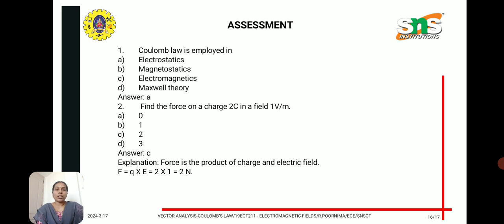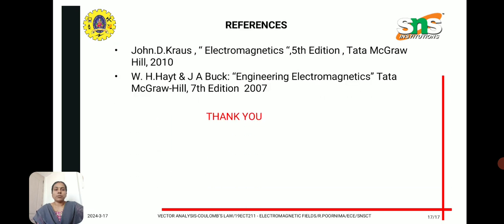Second question, find the force on the charge 2 coulombs in a field of 1 volt per meter. How to derive it? It is related by the electric field intensity and force equation, where we can write F equal to Q into E. The charge value and electric field intensity value are substituted to find the force, 2 newtons. These are the references.